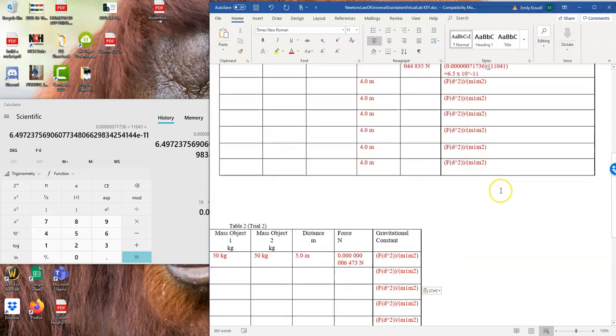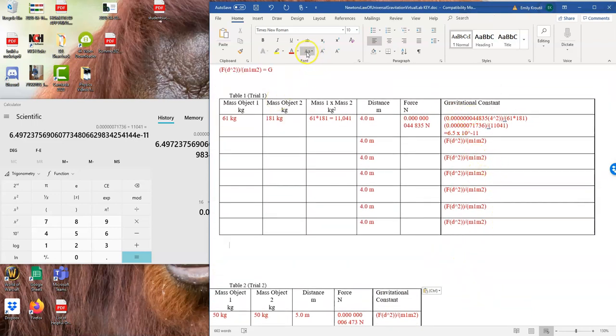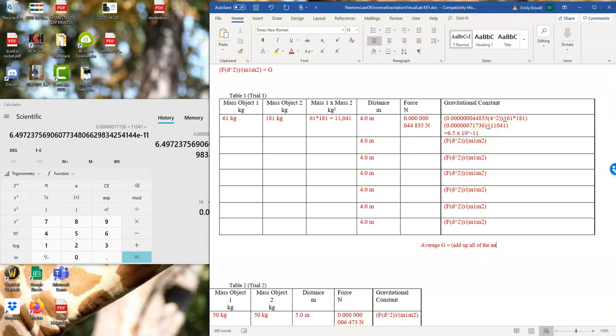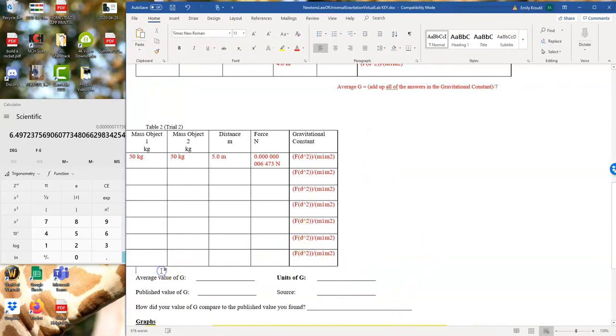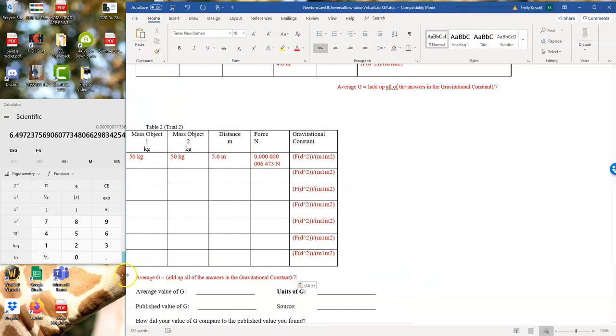And then to get your average value of G, you'll just add up all of your answers in the gravitational constant column and divide it by the number. 1, 2, 3, 4, 5, 6. So divide it by 7. Okay, and then you'll do the same thing for this one. And they should be pretty similar. So if you wanted, you could just do one of those and not have to worry about it. That one table's kind of off the screen a little bit. And that's going to be the same thing. Okay, so that's how you'll get that average value of G.